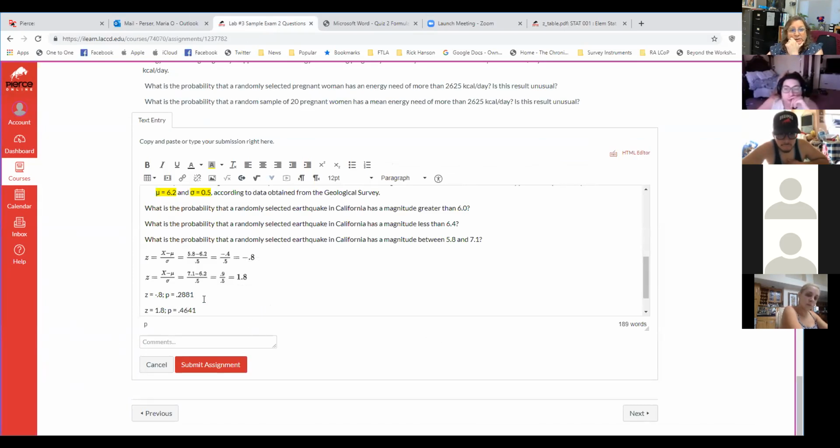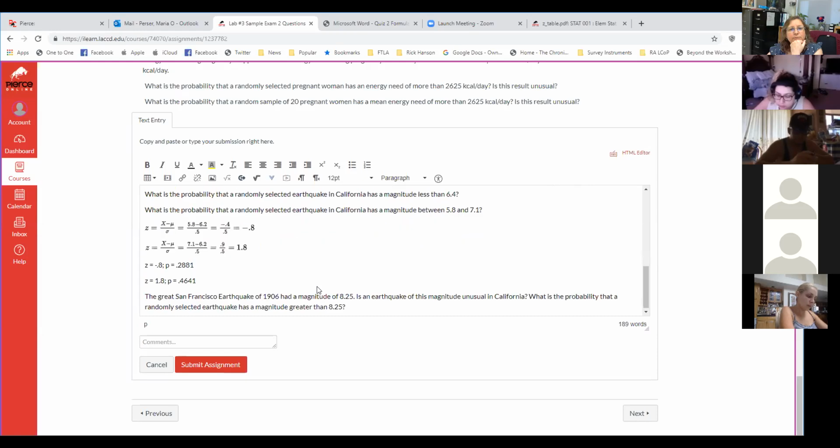And then based on our drawing, we need to add these two numbers in order to get the actual probability for these two scores, for these two magnitudes. So it's going to be 0.7 something. Here, I'll do it right now. 0.2881 plus 0.4641 is 0.7522. There you go. So that's how you do the between.